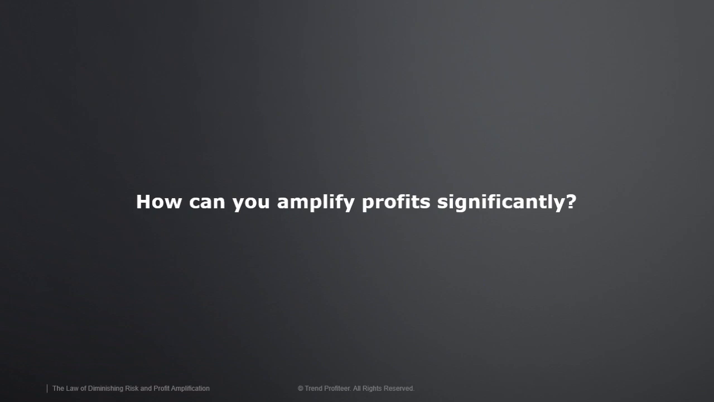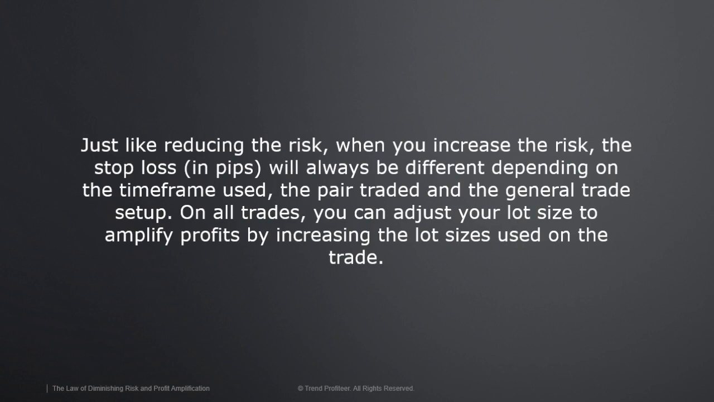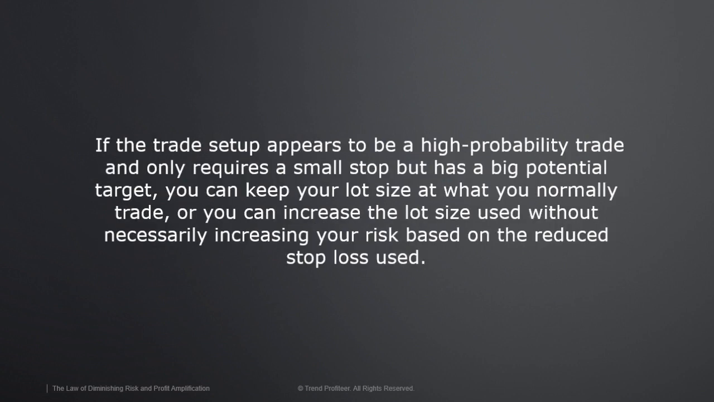So how can you amplify profits significantly? Entering trades at the same lot size per trade, or entering trades with increased relative lot sizes based on a percentage of your account per trade. So a bit of a mirror reverse of what we were just going over. Just like reducing the risk, when you increase the risk, the stop loss in pips will always be different depending on the time frame used, the pair traded, and the general trade setup. So same there. On all trades, you can adjust your lot size to amplify profits by increasing the lot sizes used on the trade. And I will go over some examples, of course, in this lesson.